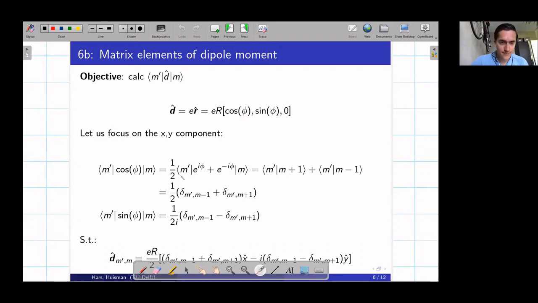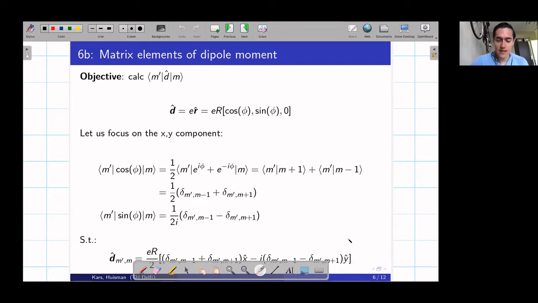You can write out the cosine, and you get e to the i phi plus e to the minus i phi, over 2. If you let those work on these states m, then this e to the i phi raises it, and the other one lowers the state m. And from this it reduces to delta functions here. That's the expectation value, or the matrix element. And for the y component you get something similar, only you get a minus sign here, and a 1 over 2i. So the matrix elements are given below here.